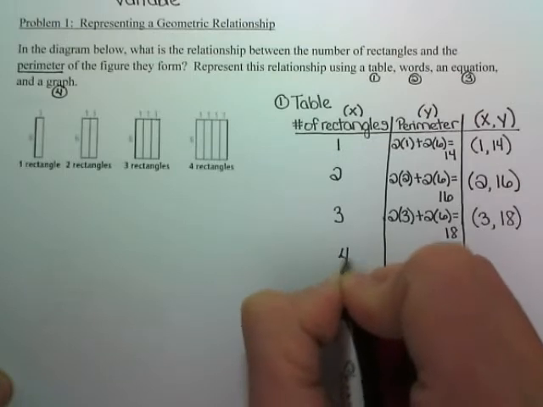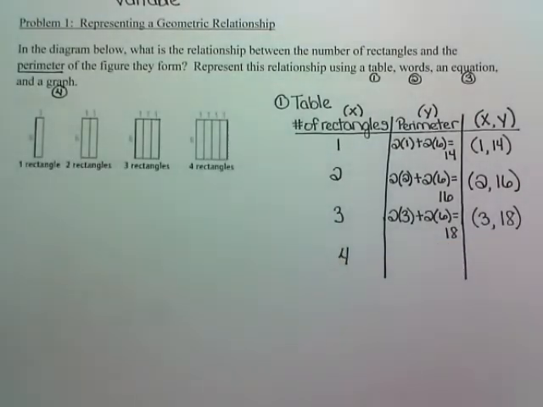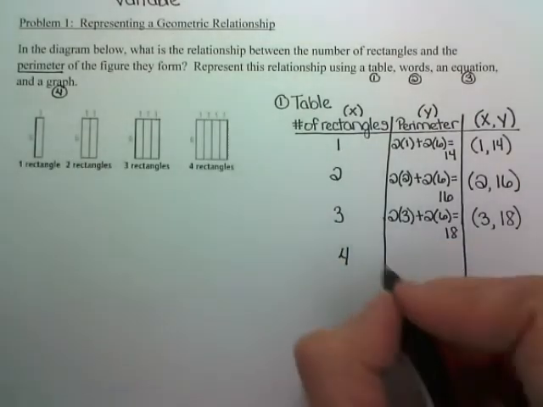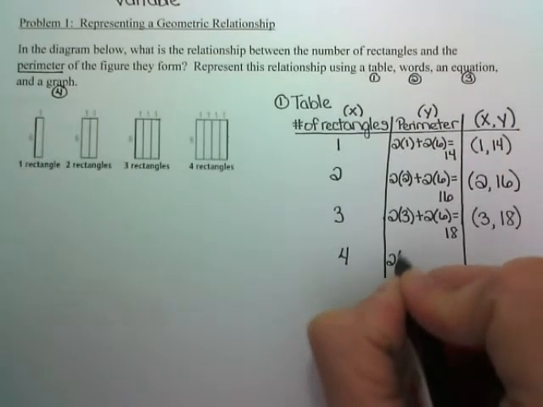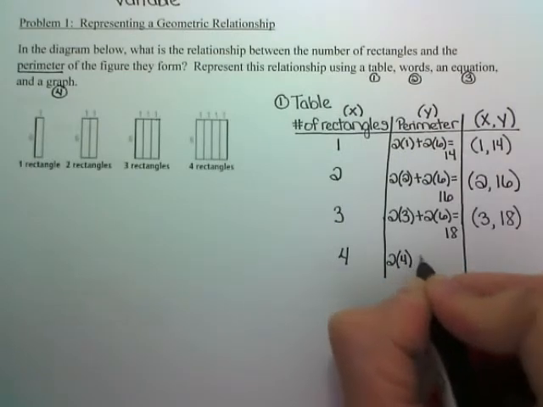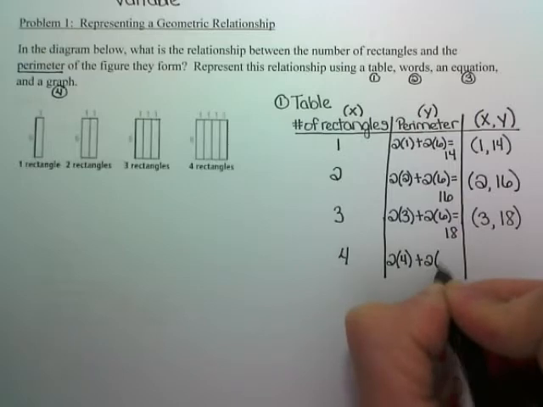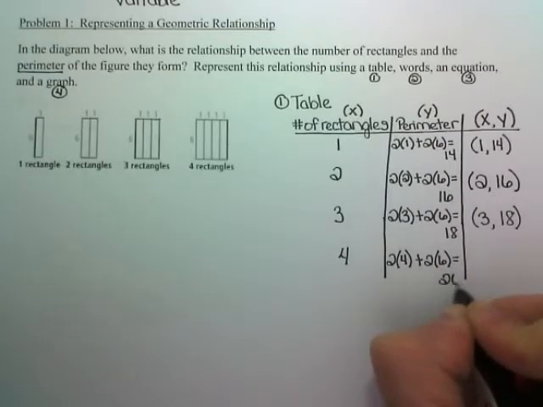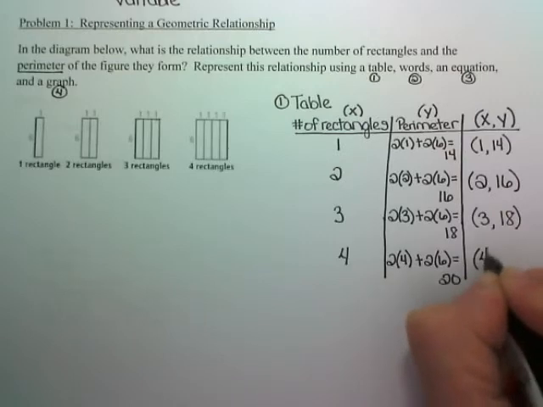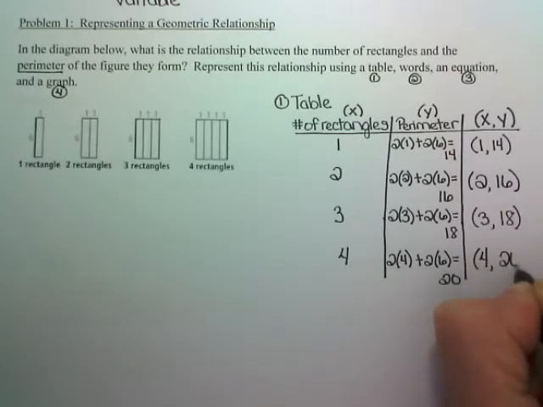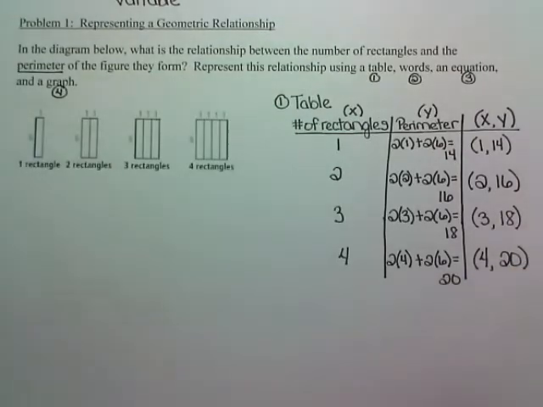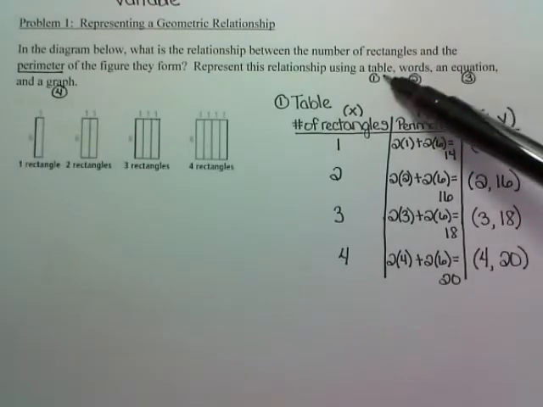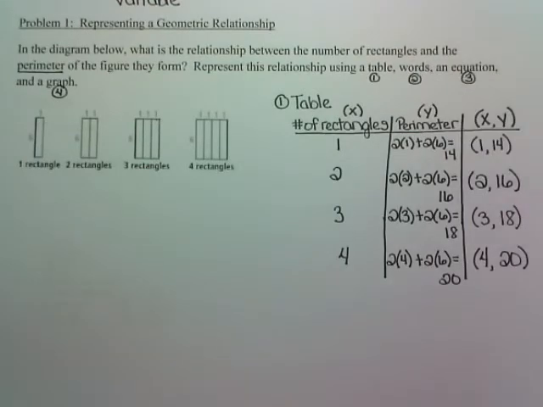And the last one we have to set up is the 4th illustration here. When I have 4 rectangles, I have 2 4's and 2 6's. And when I simplify that, I get 20. So when there are 4 rectangles, the perimeter is 20. And we've completed the table portion of our problem.